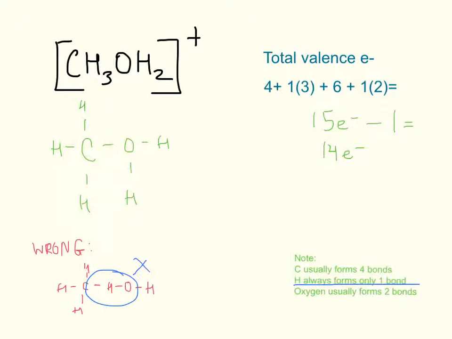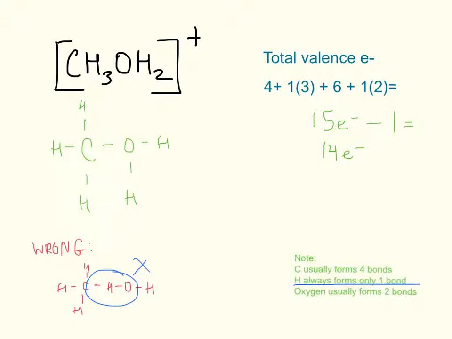Let's go back to here. Let's count how many valence electrons we have, and we have to check that our electrons add up. So we have 1, 2, 3, 4, 5, 6, 7, 8, 9, 10, 11, 12. We only have 12 out of the 14. So 14 minus 12 is 2. We must add 2 more electrons.